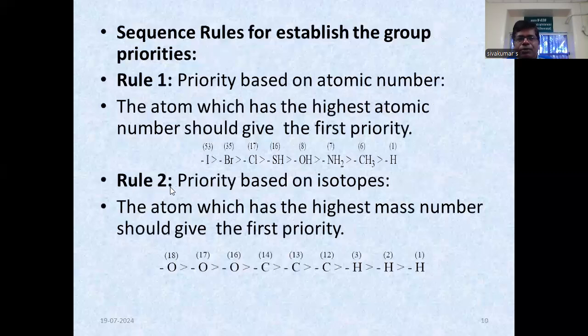Then rule 2 states that the atom which has the highest mass number should be given the first priority. Suppose isotopes of elements are present, for example oxygen isotopes, carbon isotopes, isotopes of hydrogen. Here the priority should be assigned on the basis of their mass number only and not the atomic number. So this is rule 2.